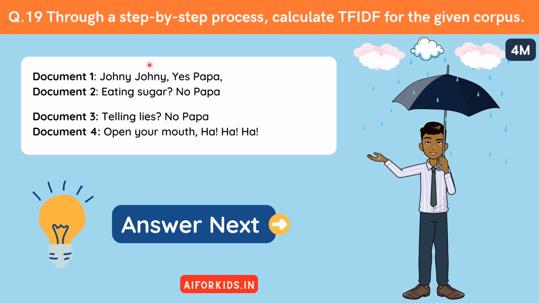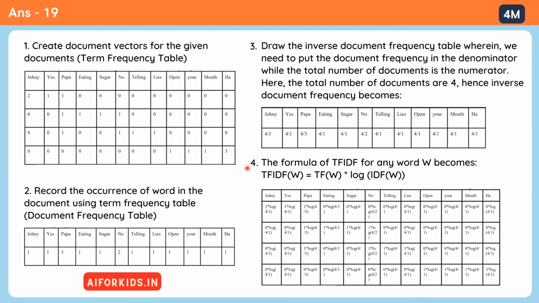The corpus is 4 documents. First is Johnny Johnny, yes papa. Second is eating sugar, no papa. Third one is telling lies, no papa. And fourth one is open your mouth, ha ha ha. Okay, let's see the answer to this question. The answer is on the next page, and here is the answer. Don't be freaked out just by seeing the answer. It is really easy to understand after you understand the concept.